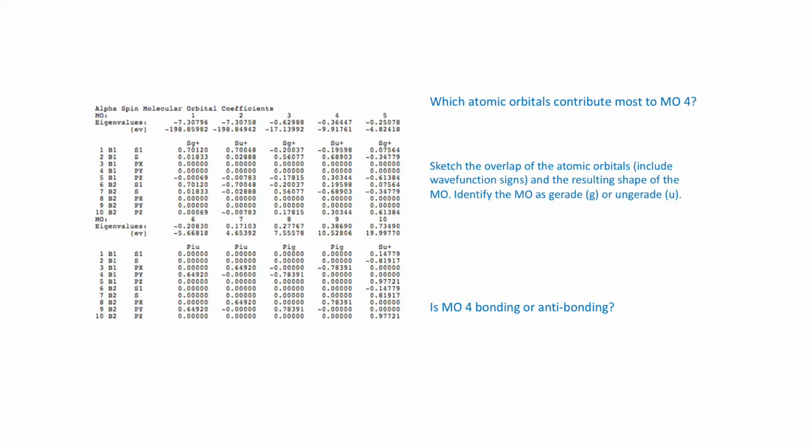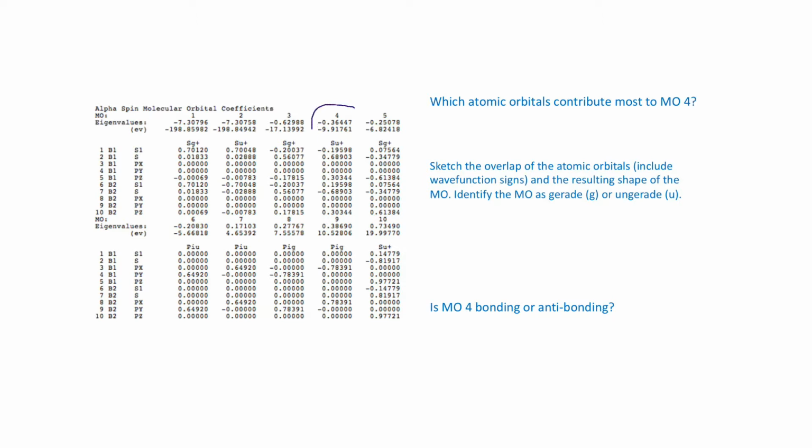Okay, so let's do a quick example of navigating these output files. Just asking ourselves a few questions now that we've gone through a little orientation of these output files. One question we might ask ourselves is, which atomic orbitals contribute most to molecular orbital 4? In that case, we want to identify where molecular orbital 4 is.